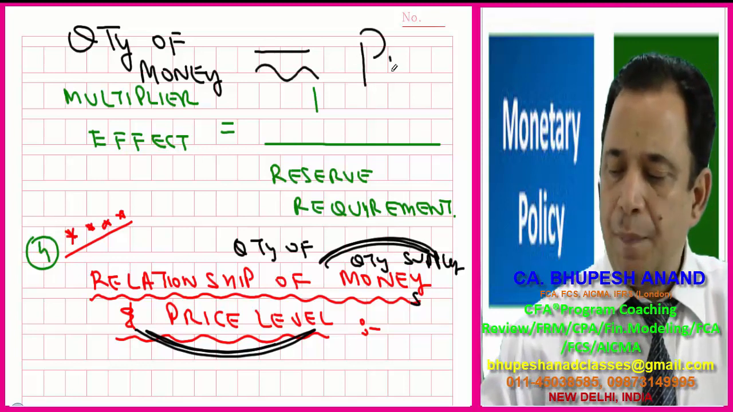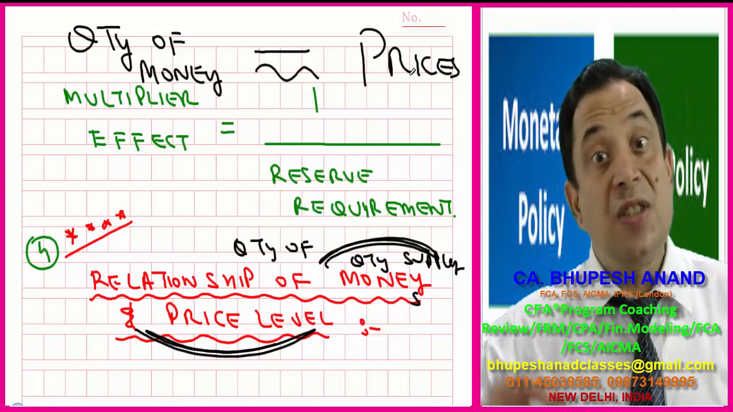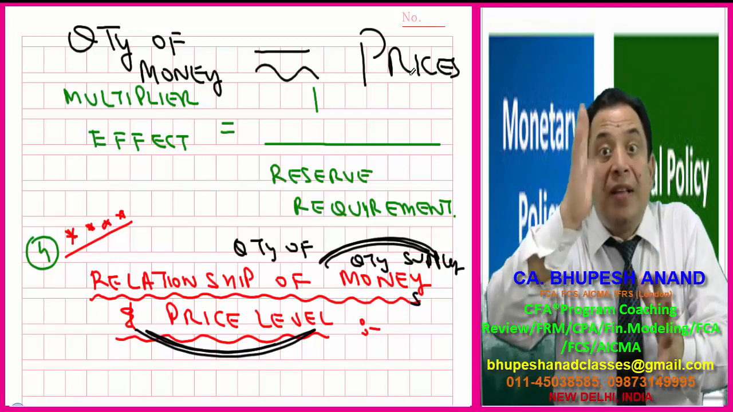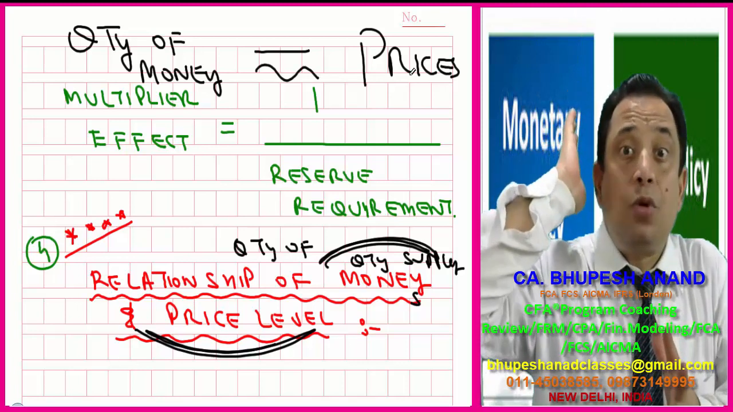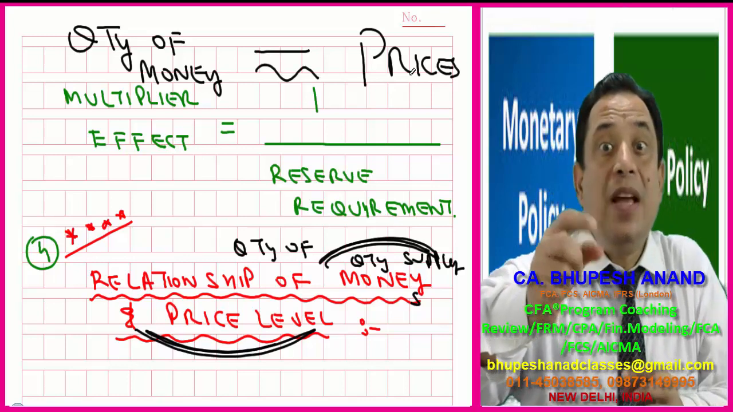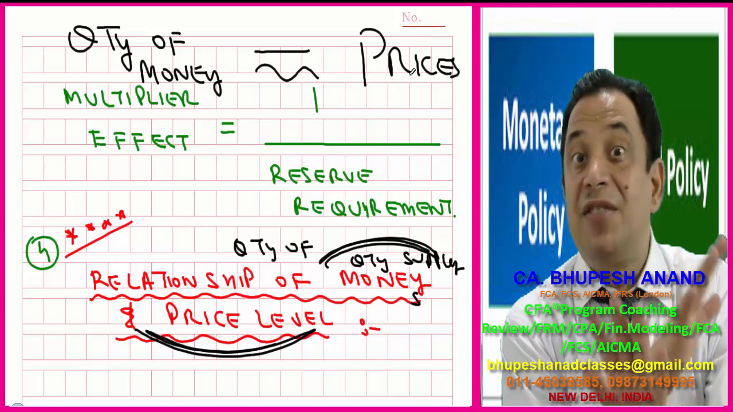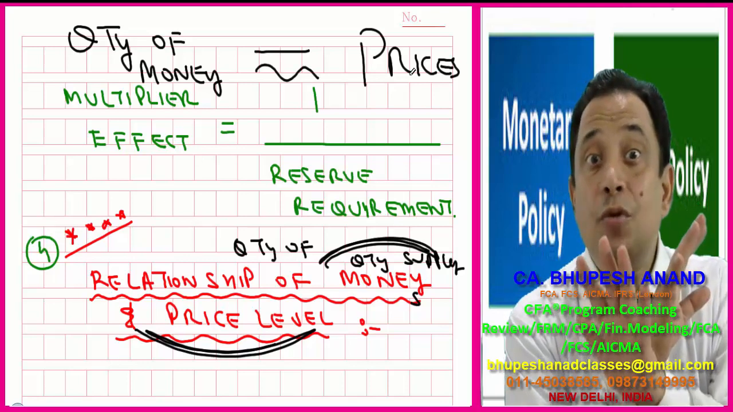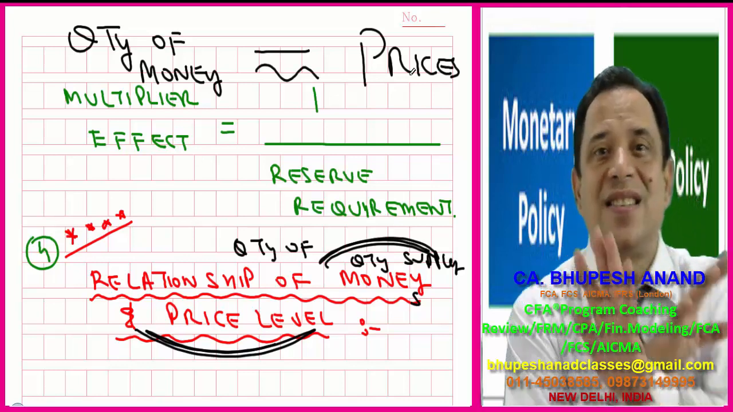It means whether our economy can grow by just printing more currency notes, or whether there should be some benchmark, some hurdle rate, or some tool which will tell us how much currency note should be supplied in the market. If there is more supply in the market, the crux which I will conclude after 2 minutes is that it will not increase your growth, it will not increase your GDP, rather it will increase your price.